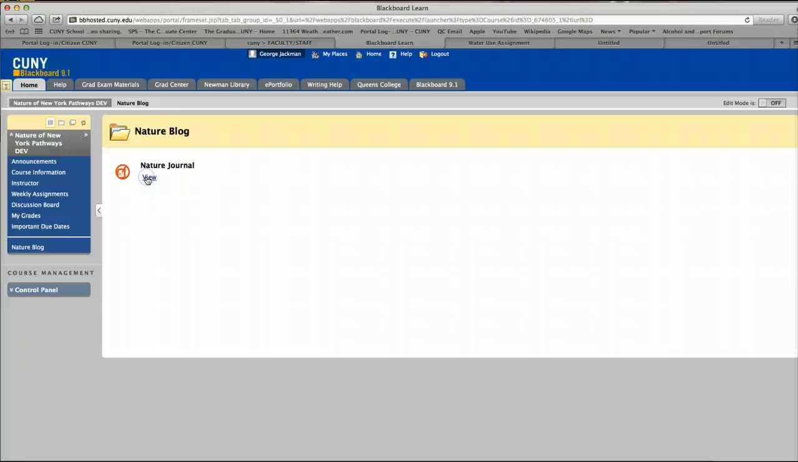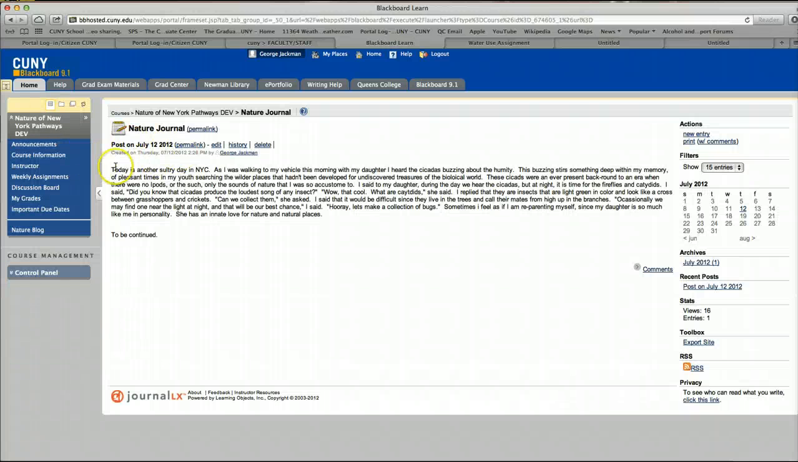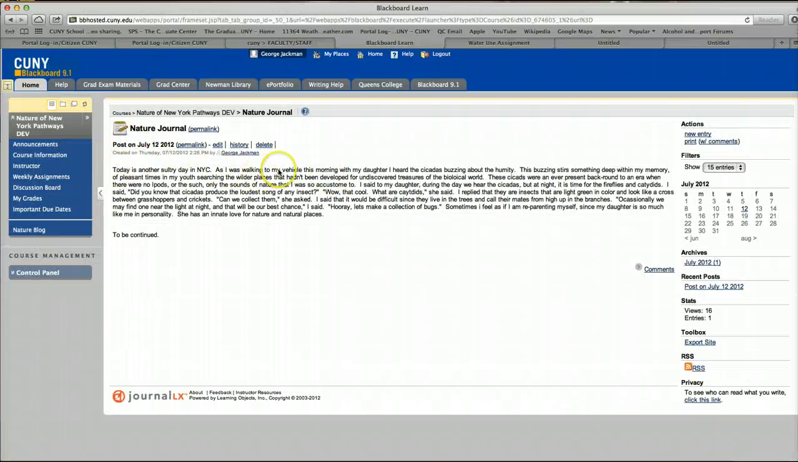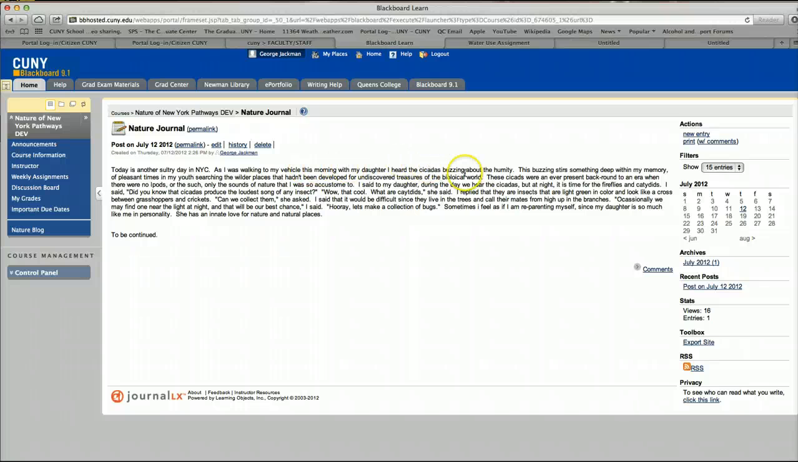Click on the view. This is something I wrote back in the summer. Another sultry day in New York City. As I'm walking to my vehicle this morning with my daughter, I heard the cicadas buzzing in the humidity. Oh, something interesting. The cicada is one of the loudest insects in the insect world, and the decibel rating is quite high for their sound. I'm sure you have all heard them on a summer day. So I wrote something about cicadas and katydids. They're just the summer insects that we hear and see. More often hear them than see them.